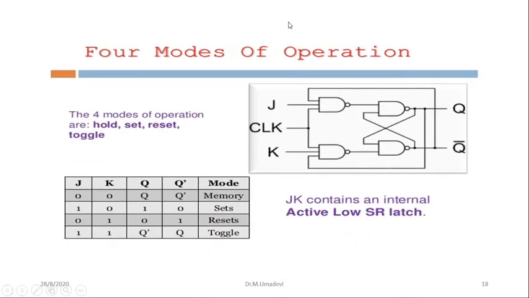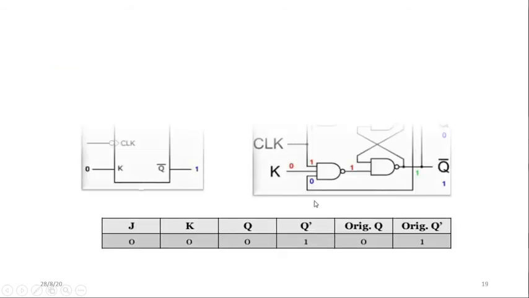Then we'll move to the 4 modes of operation. The first one, there are 4 modes. One is hold, set, reset and toggle. And this is the truth table for the modes of operation, and this circuit gives the active low SR flip-flop.